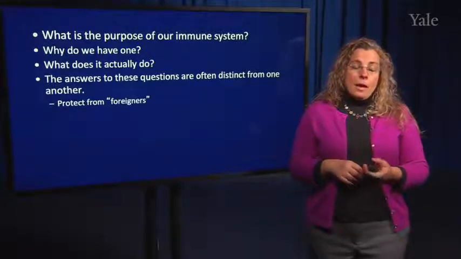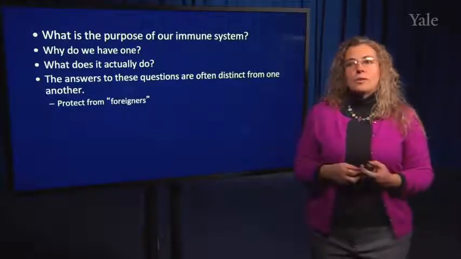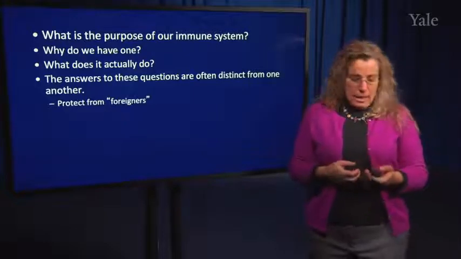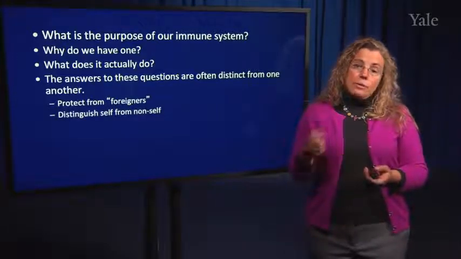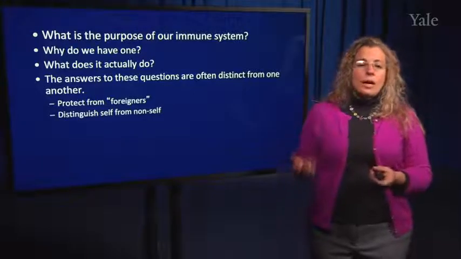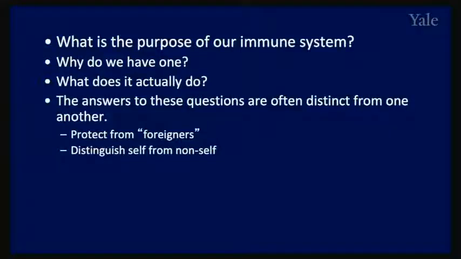So, we have an immune system to protect us from foreigners, you could call it. And that's sort of a little bit about why we have one. But the immune system needs to distinguish self from non-self in order to say what a foreigner is. So distinguishing self from non-self is more what the immune system does, but not why we have one. Kills pathogens? Maybe you could say it's both, why we have one and what it does.